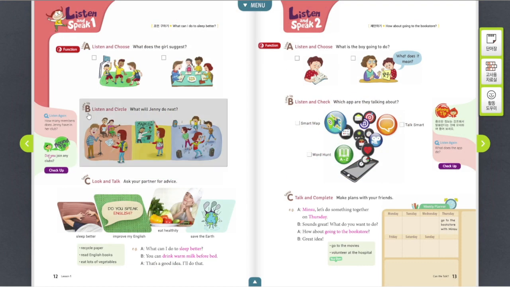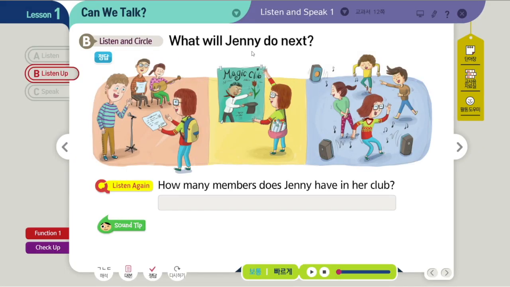Now, looking at part B, listen and circle, what will Ginny do next? There are 3 answers. Let's find out what Ginny will do next.